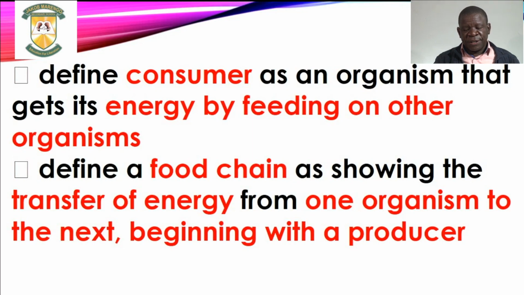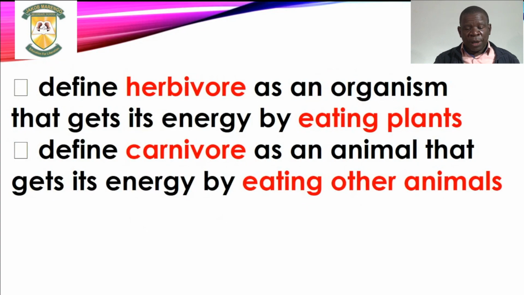A food chain is defined as a series of organisms which are interconnected through a flow of energy, starting with the producers, then the herbivores, and then eventually the carnivores. A herbivore is defined as an organism that gets its energy by eating plants. A carnivore is defined as an organism that eats other organisms, normally animals.